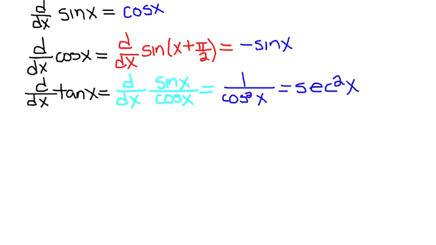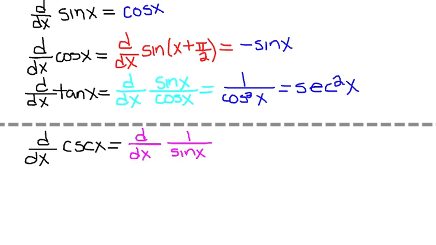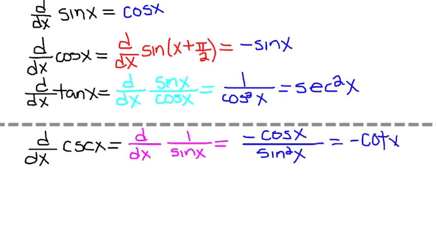Now let's look at finding the derivative of all the reciprocal functions. Let's start with the derivative with respect to x of cosecant x. This can also be written as the derivative of 1 over sine of x. Try pausing the video and solving it on your own. The derivative of cosecant of x is equal to negative cos of x over sine squared of x. This is more commonly written as negative cotangent of x times cosecant of x.